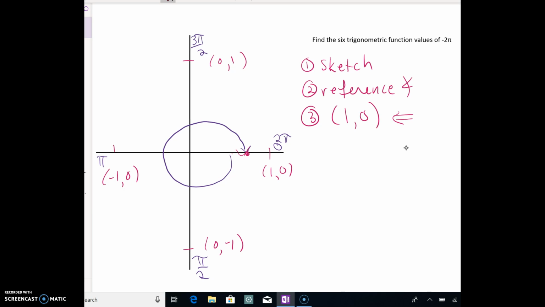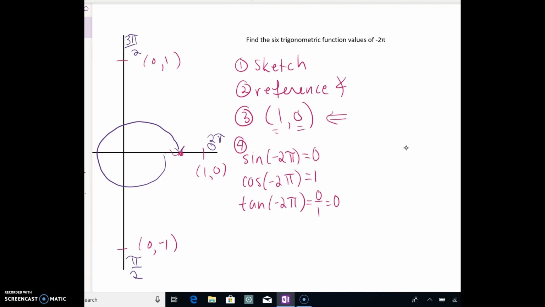That can help us out now with part 4, which is to find the 6 trig values of this angle. Let's find the sine of negative 2 pi. Remember that the sine value represents the y value of the ordered pair, which is 0. Let's find the cosine of negative 2 pi. The cosine represents the x value, which is 1. And now let's find the tangent of negative 2 pi. The tangent is the y value divided by the x value, which is 0.